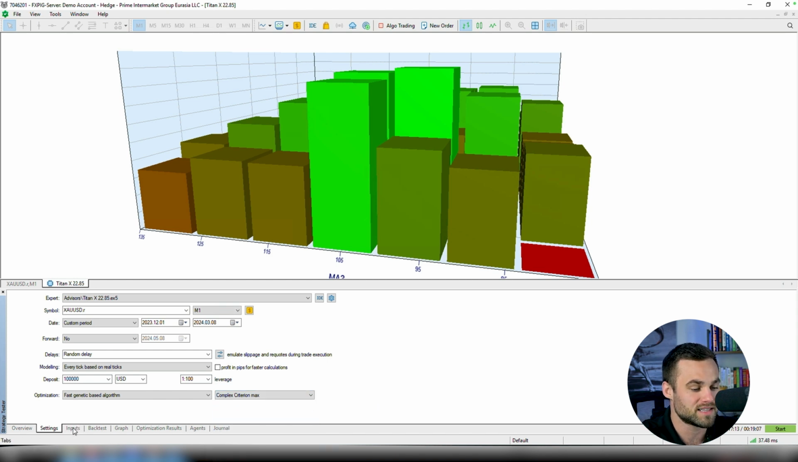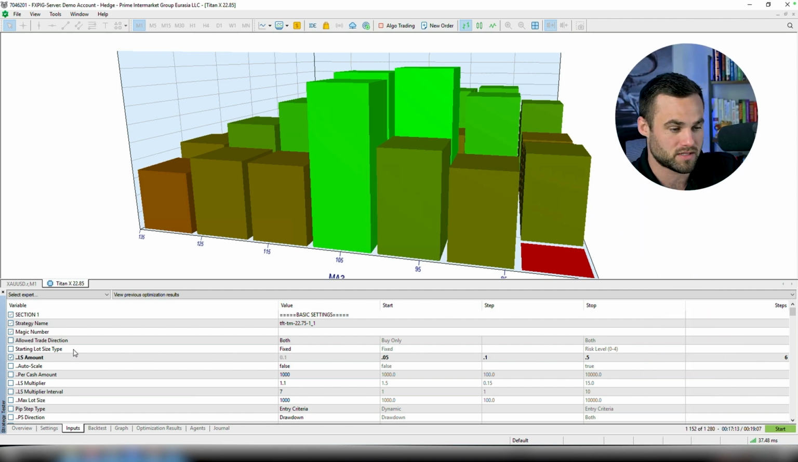So that's the settings. Now, when it comes to the inputs, here you're gonna see all of the inputs of your expert advisor, and you're gonna see something called the value, the start, step, and the stop. So it's important to understand that. Essentially the value is the default input that you have selected. Now, the start is the start of the range of what you would like to test.